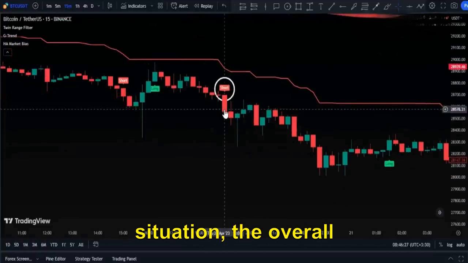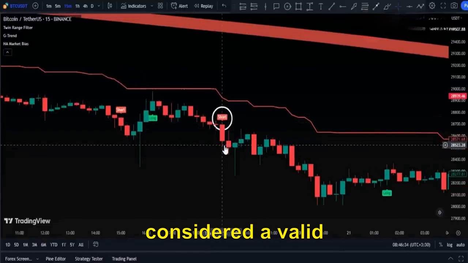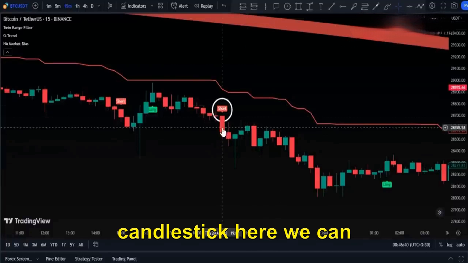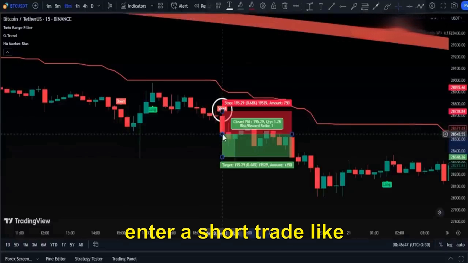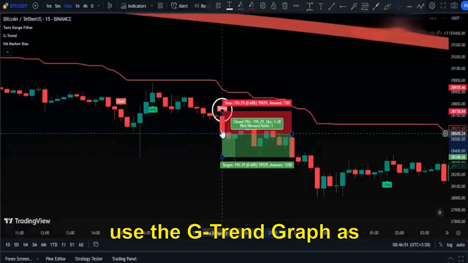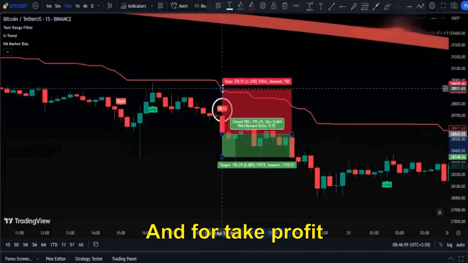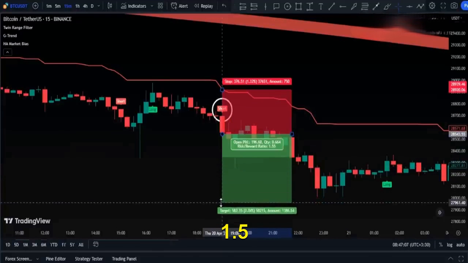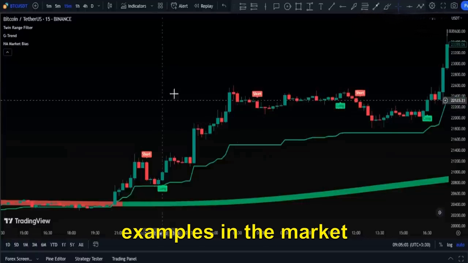Currently, in this situation, the overall trend of the market is descending, so this short signal can be considered a valid signal, and with the signal candlestick closing, meaning this candlestick here, we can use its closing price to enter a short trade. Like the long trade, we could use the G-Trend graph as our stop loss level. And for take profit, exactly similar to the buy signal, we could use a 1 to 1.5 risk-reward ratio.